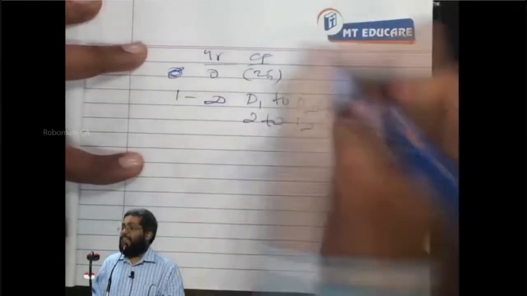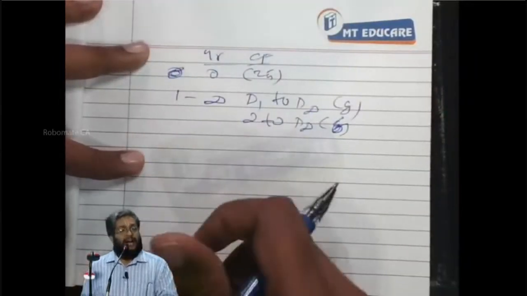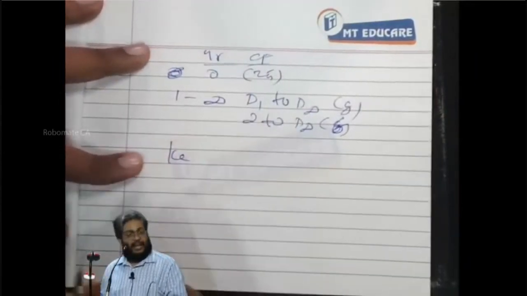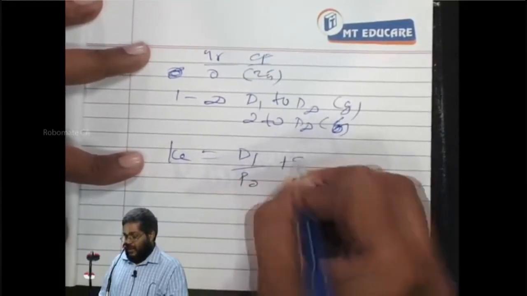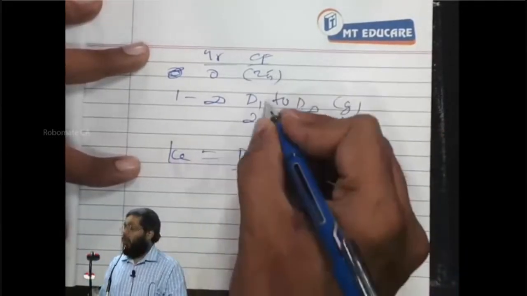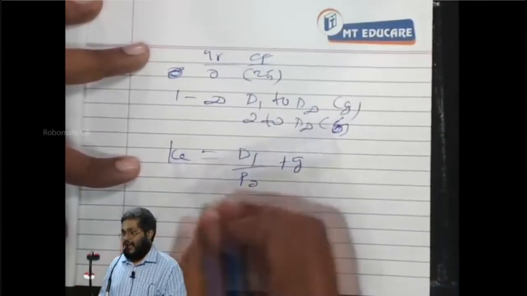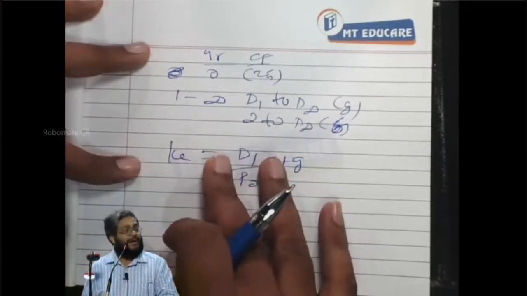Now, this is an investment for me or not? For this investment, that's going to be an IRR. Yes or no? The IRR is something, where KE is equal to D1 by P0 plus G. Everybody follow what I am saying? Now, if I invest at 25, what is my IRR? The IRR is D1 by P0 plus G. This is the IRR for a growing perpetuity.